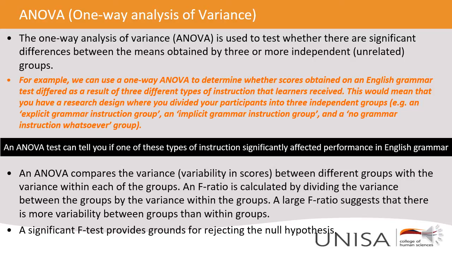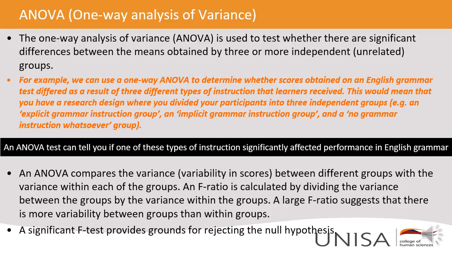This would mean that you have a research design where you divided your participants into 3 independent groups. For example, an explicit grammar instruction group, an implicit grammar instruction group, and a no grammar instruction whatsoever group. An ANOVA can tell you whether one of these types of instruction significantly affected performance in English grammar.